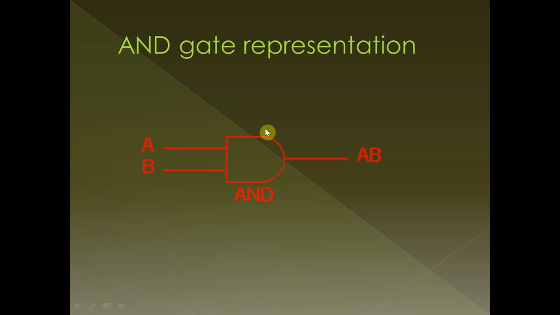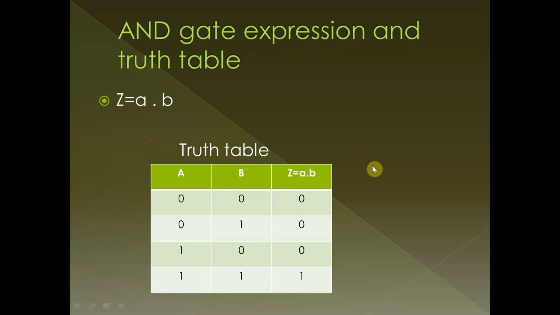Now, this is the symbol that is used for the AND gate. There are two inputs A and B. When these two inputs are fed into this AND gate, we get an output which is equal to the multiplication operation A into B. Now this is the expression of an AND gate. Let us represent the output as Z. Z is equal to A multiplied by B. Our first input is A, the second input is B. Multiplying these two, we get an output that is Z.